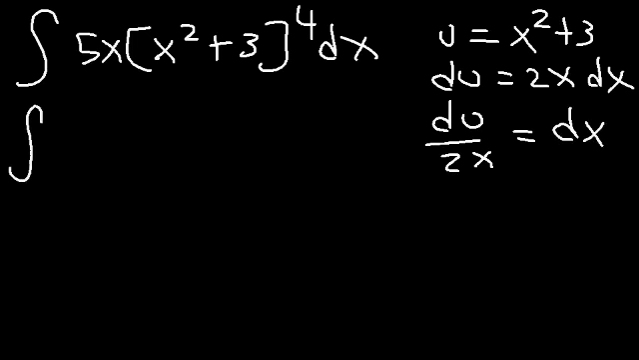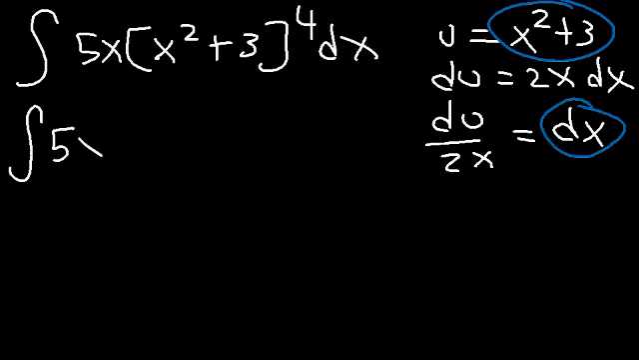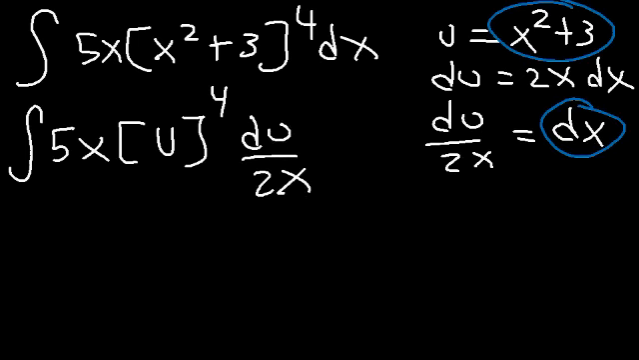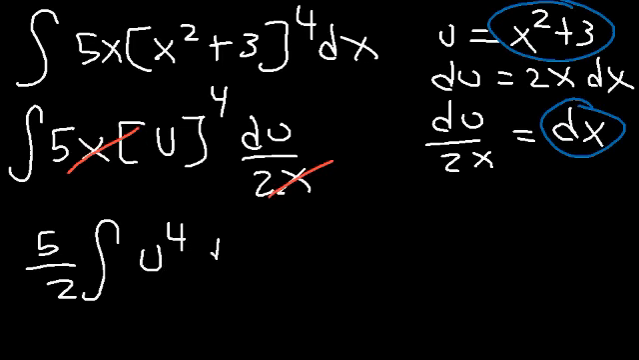Now we need to replace x squared plus 3 with u and dx with du over 2x. So this is going to be 5x times u raised to the 4th power, and then times du divided by 2x. So we can cancel the x variable, and the constant 5 over 2, let's move it to the front. So let's put it on the left side of the integral. So this is 5 over 2 u to the 4th du.